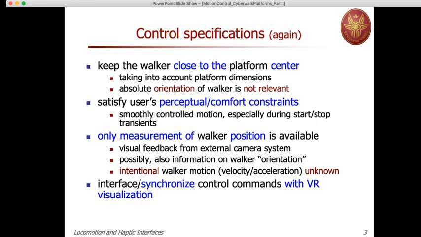And last but not least, as I said, here we will see the really relevant problem of interfacing with virtual reality visualization and synchronization of motion control commands with update of the visual part on the head-mounted display of the user.